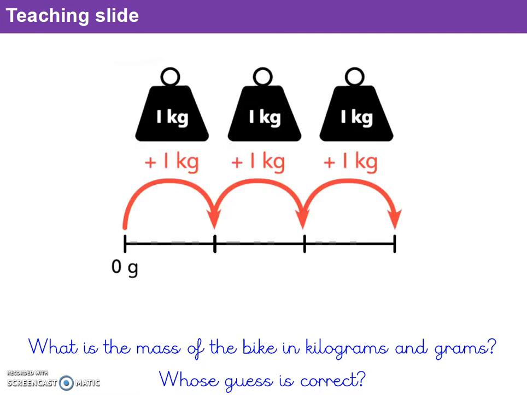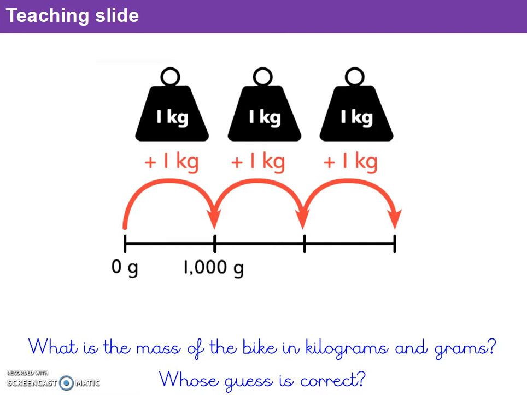So now I'm going to have to remember back to how many grams are in 1 kilogram. And in this case, we know that there's 1,000 grams in a kilogram. So instead of counting 1 kilogram, 2 kilograms, and 3 kilograms, now I'm going to start at 0 grams, and I'm going to count up in lots of 1,000 grams.